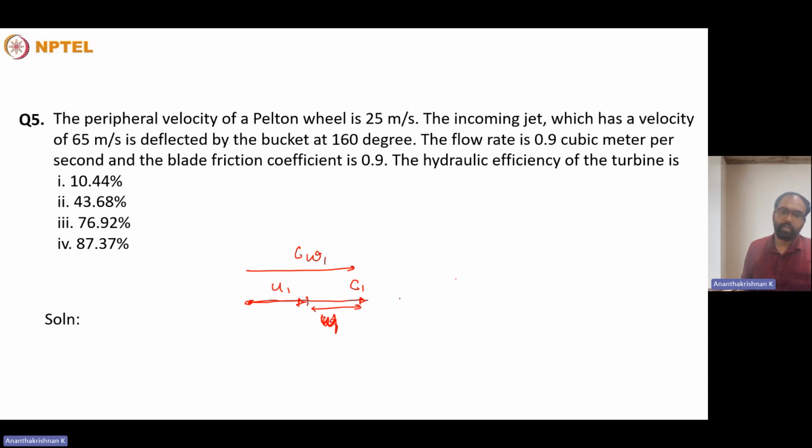And it's meant that the Pelton turbine deflects the jet by 160 degrees. So the inlet velocity triangle will be this one. Outlet will be deflected by 160 degrees. So the relative velocity will make an angle 160 in this direction. Correspondingly, in this direction, it will be 20 with respect to the initial flow, initial velocity direction.